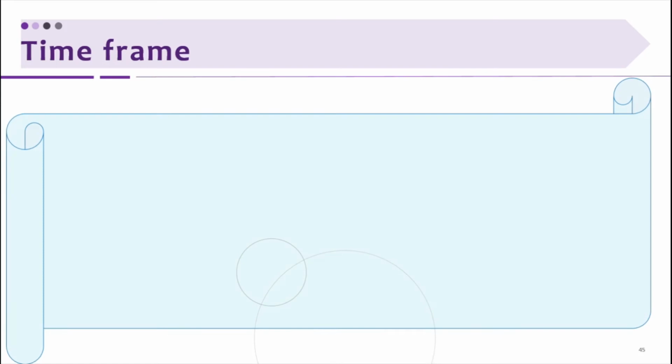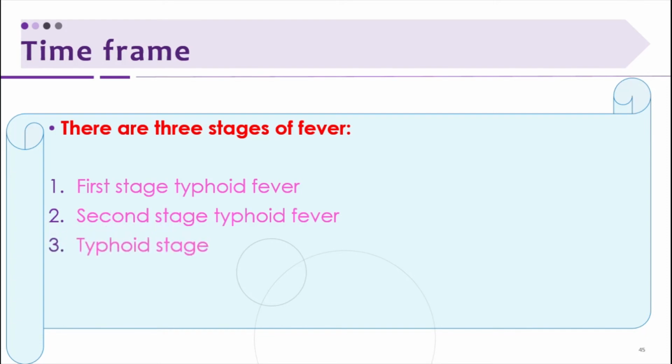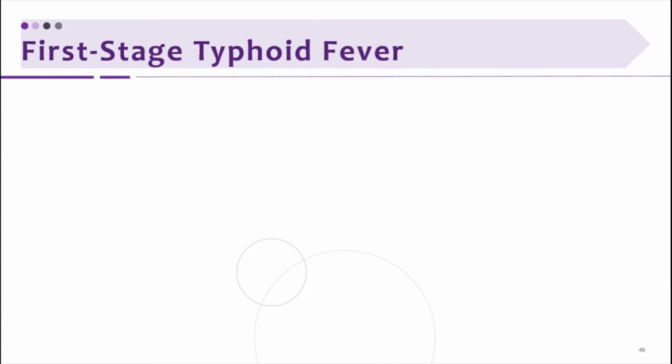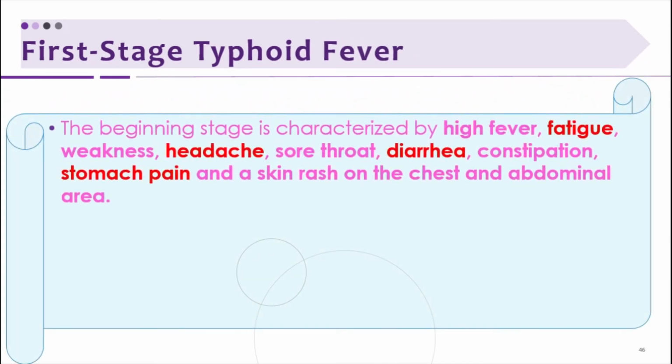So as far as the time frame is concerned, you can see here there are 3 stages of the fever. There is the first stage of typhoid fever, second is the second stage of typhoid fever, and next is the typhoid stage. So in this way it will have 3 phases. Let us see the first stage of the typhoid fever. In this case, you can see the characteristic feature, that is the beginning stage.